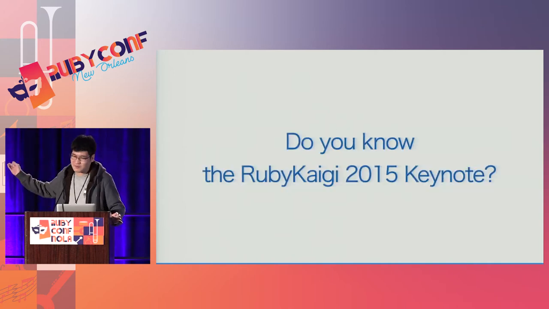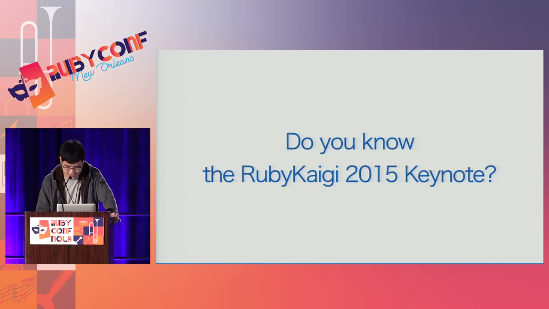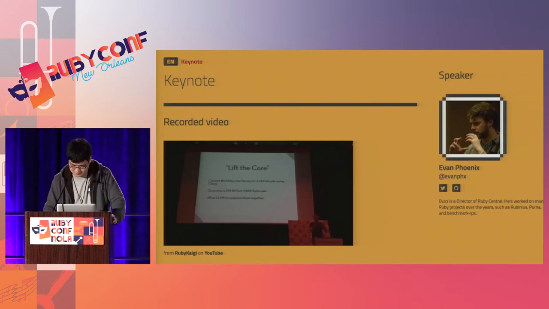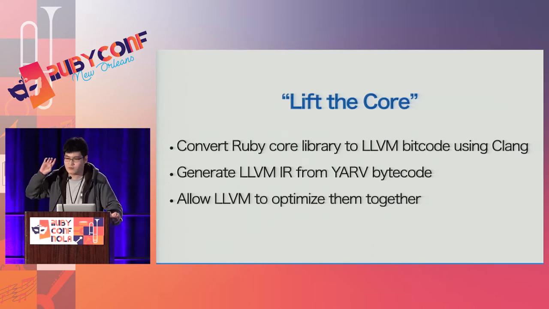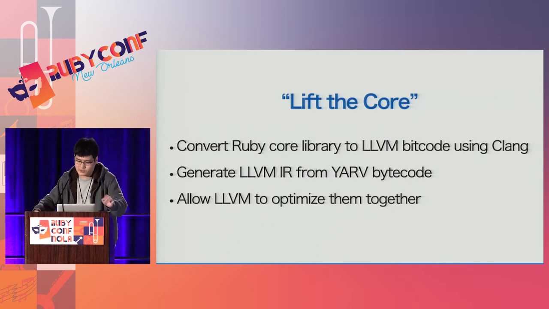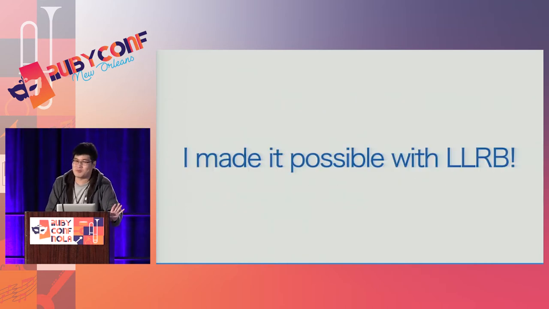LLRB was motivated by the RubyConf 2015 keynote presented by Evan Phoenix. It was very impressive, and I liked the talk very much. Its essence was converting the Ruby core by Clang to LLVM bytecode, generating LLVM IR from your bytecode, then compiling them all together. If you do that, we can inline Ruby core's methods into Ruby's methods, and it is very optimized. I made that possible with LLRB.